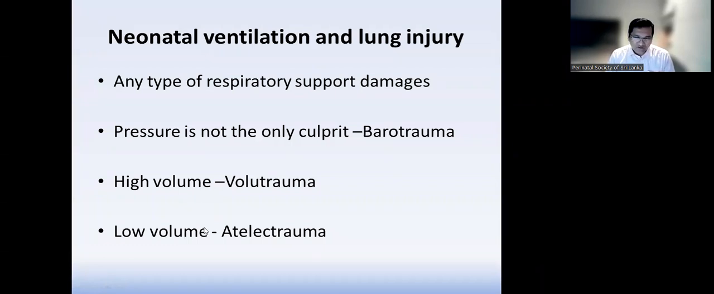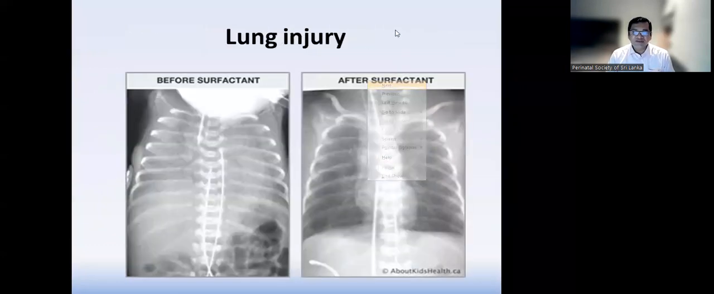That's called atelectatic trauma. If you are not expanding the lungs properly, the alveoli are collapsed at the end of expiration. Then from the collapsed state, the alveoli have to reopen. That will cause unnecessary collapse and reopening of the alveoli, which also contributes to lung injury. So all these cause lung injury, and we should try our best to minimize barotrauma, volume trauma, and atelectatic trauma. There are other traumas, but these are the main ones.